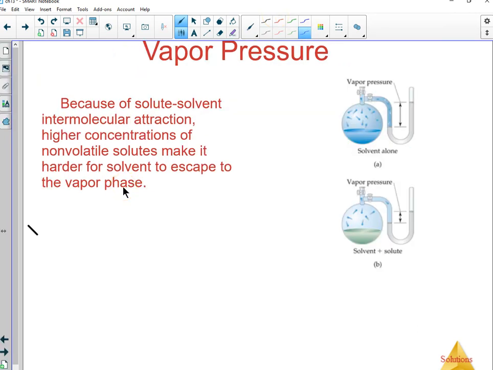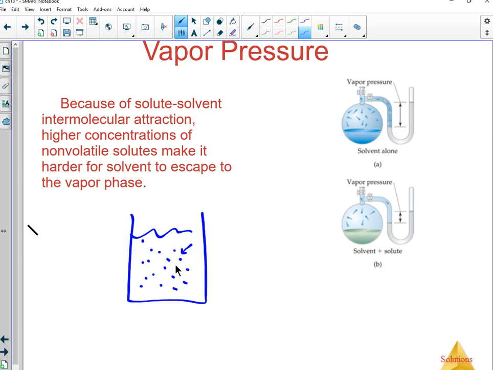Because of the solute-solvent intermolecular attraction, higher concentration of non-volatile solutes make it harder for the solvent to escape into the vapor phase. So that's a lot of words. But what it's saying is if you have a solution in here, the water particles are attracted to the solute particles a little bit, right? So that means it takes a little bit more energy to make it go up, which means that the vapor pressure above is actually lower than we would expect because more of the vapor stays in the liquid instead of leaving because it's attracted to the solute.